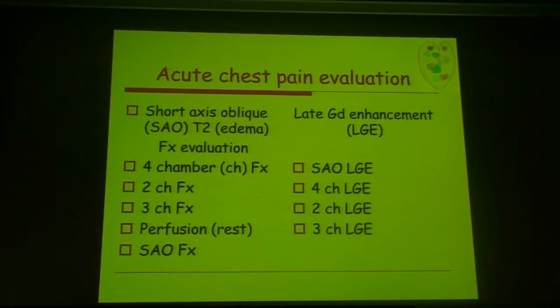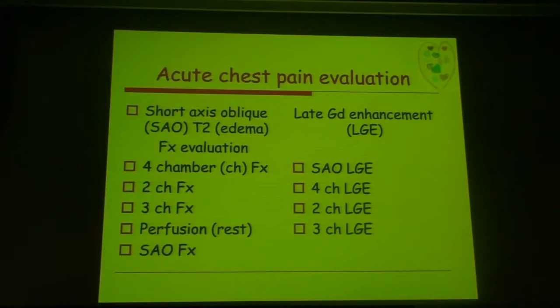First of all, we're using the standard planes that we've just been shown how to acquire: the short axis plane, the 4-chamber view, the 2-chamber view, and the 3-chamber view. And we're using several major sequences. In the acute setting, the most important sequence, as has also been stressed by the previous speaker, is the T2 sequence. We use the T2 sequence to evaluate for the presence or absence of edema, and we'll acquire this sequence, I'll show that in a second, in the short axis view.